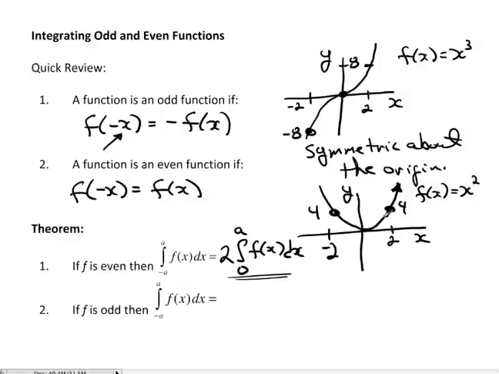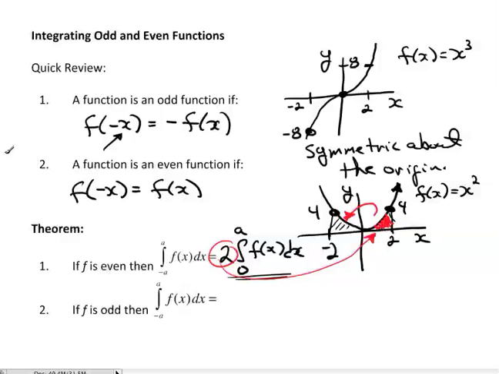And this kind of makes sense because if I look at the area under the curve, the total area, if negative a is this negative 2 and a is 2, the total area looks like this. But because of symmetry, if I simply find this area, I know that this area is exactly equal to that area. So all I have to do is take this and multiply it by 2. So if I multiply that by 2, I'll get the entire area. That only works because of symmetry.